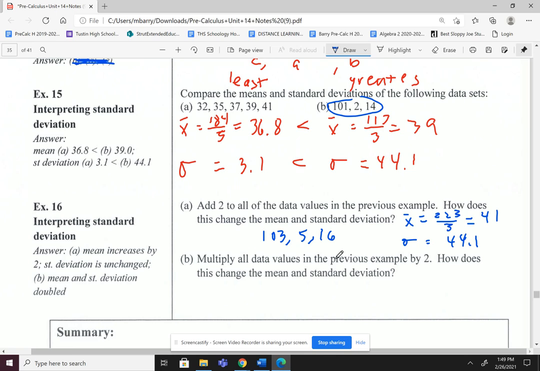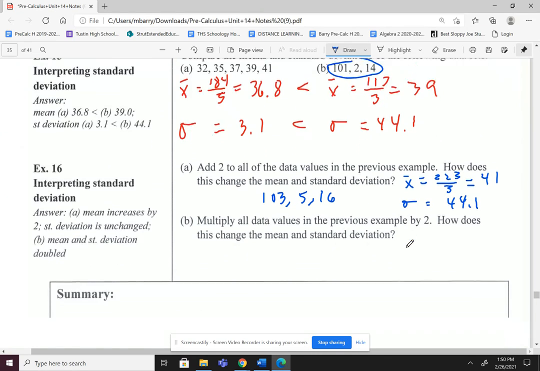That makes sense because the numbers are not any more spread out than they were before. Since I added 2 to all of them, they're just as spread out as they were before, but they're just bigger, so I have a bigger standard deviation.